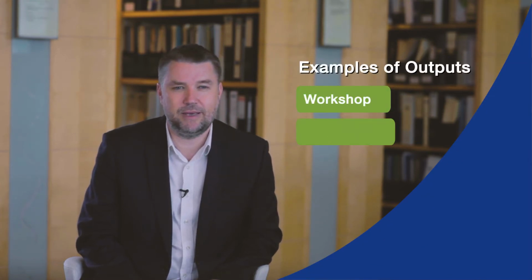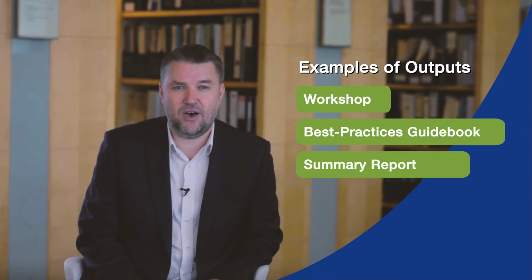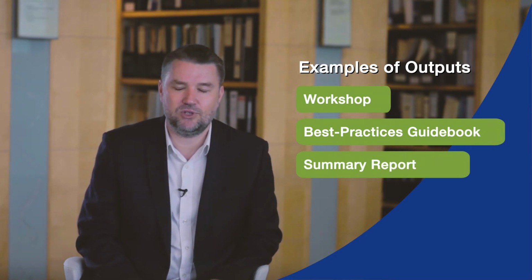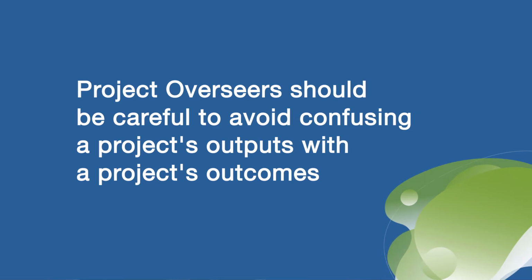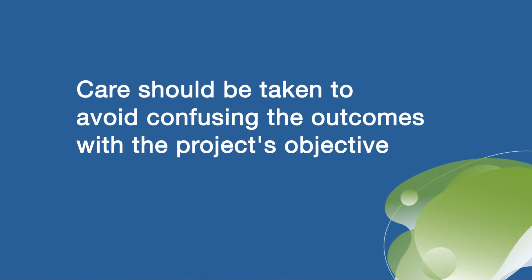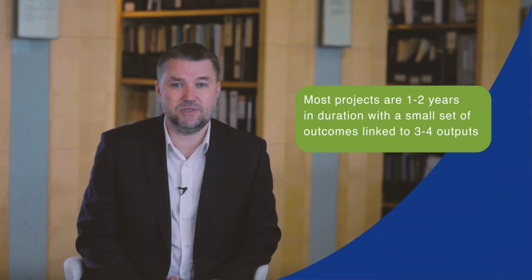Stating the project outputs, for example, a workshop, a best practices guidebook, summary report, can be a straightforward task. But defining a set of project level outcomes can be a more challenging task. POs should be careful to avoid confusing a project's outputs with a project's outcomes, and further, care should be taken to avoid confusing the outcomes with the project's objective. The program logic in your project doesn't need to be complex. Most projects are 1 to 2 years in duration with a small set of outcomes linked to 3 to 4 outputs.